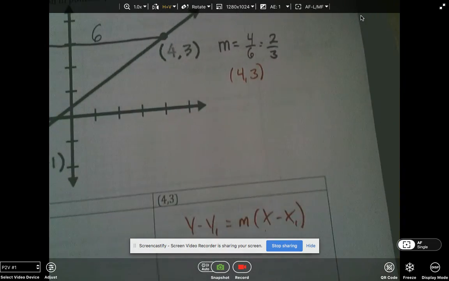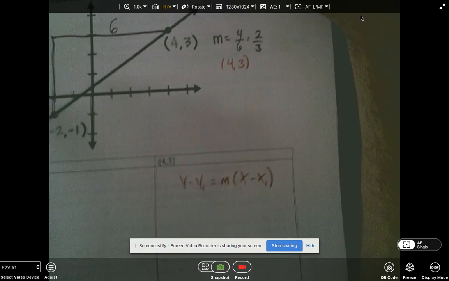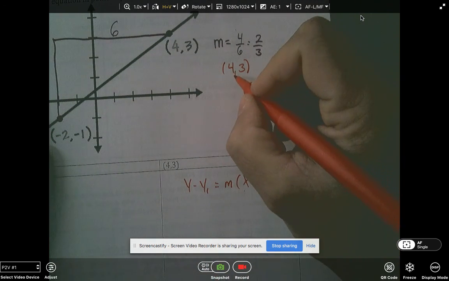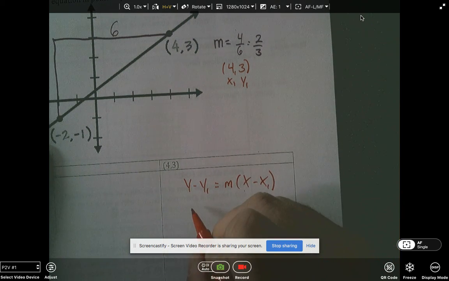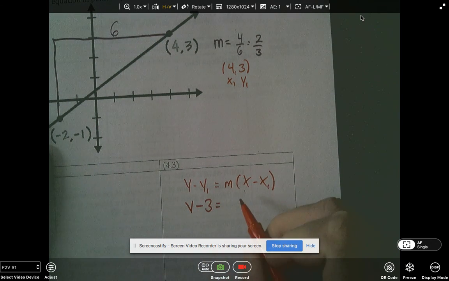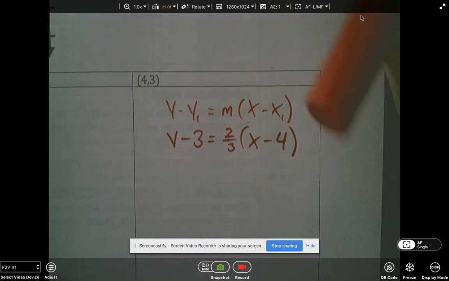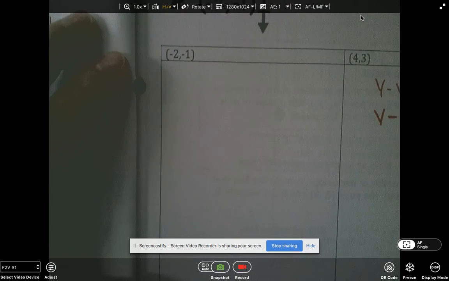So now if we plug in what we know into this format, you would write, we should probably go back and write this as x1, y1. So now we can know what to do. So it'll be y minus what? 3 equals, what's my m value? 2/3. And then x minus what? 4. Okay. So now let's try the same thing on the other side, but now let's write it with the other point that was given to us.